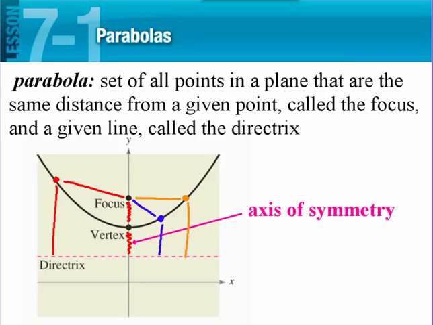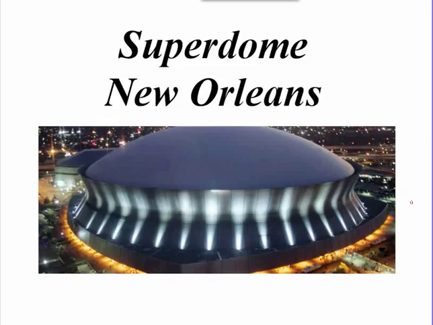So real quick, there are quite a few places where the parabola is. The Superdome in New Orleans, that's parabolic in shape at the top. Okay, so they are all a fixed distance apart. Another example of a parabola.